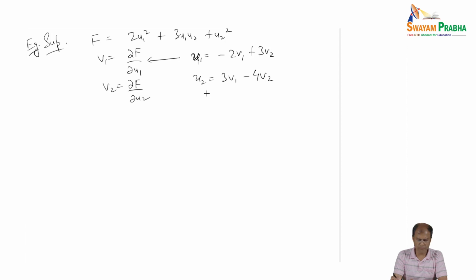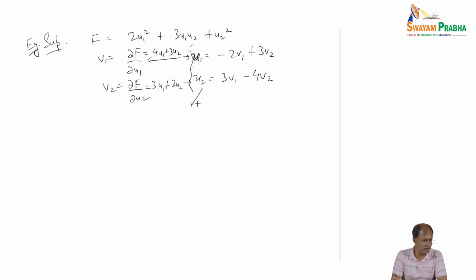From here we have evaluated these partial derivatives to find what v1 and v2 are. So v1 was equal to 4u1 plus 3u2, and v2 was equal to 3u1 plus 2u2, right? And from here I have inverted the formula for u1 and u2 in terms of v1 and v2.